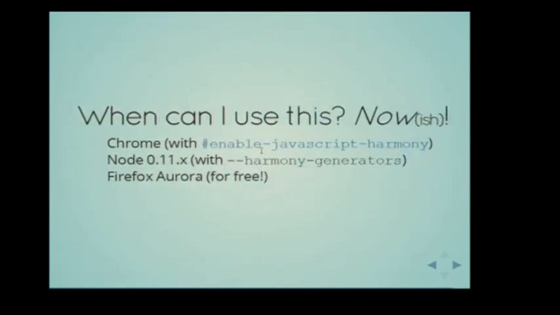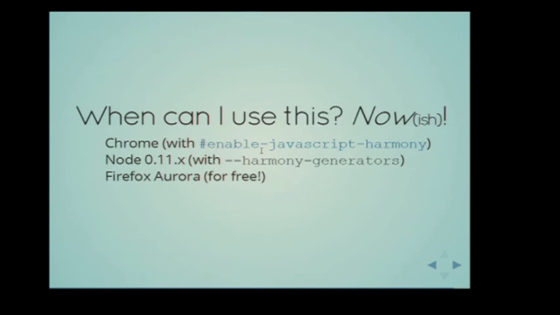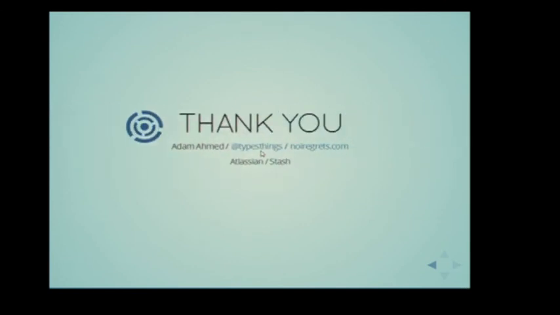And you can already start using it. So this is in Chrome. There's a flag for it. It's enable JavaScript harmony. It's in Node unstable right now. That's version 11 under the Harmony generators flag, or you can just use Harmony if you want all of it. And it's in Firefox, and there's no flags or anything. In Firefox nightly, sorry. And that's it. That's all.